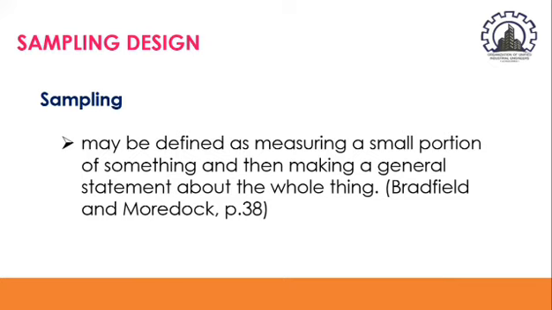For example, one is buying mangoes, okay? He picks up one mango from a crate of mangoes and tastes it. If the mango is sweet, then he concludes that the mangoes in the crate are sweet, although he has tasted only one mango. So this is what we mean by sampling.